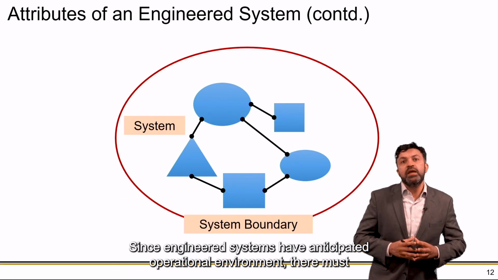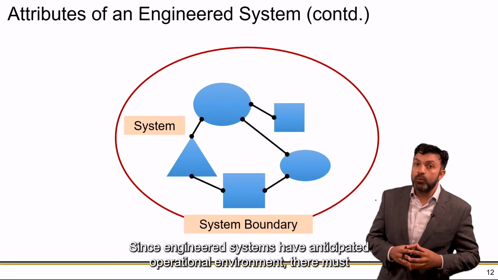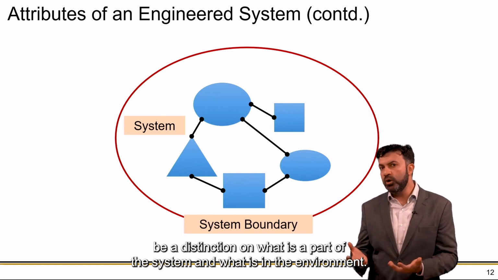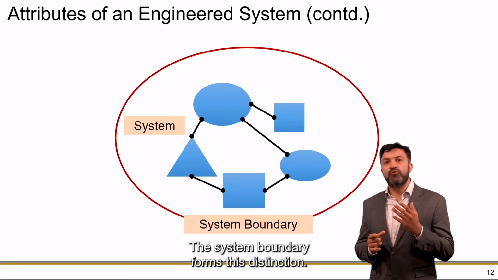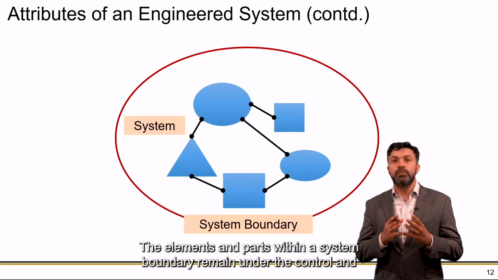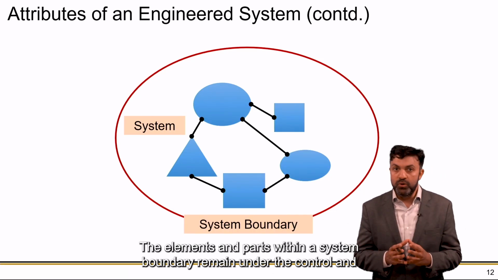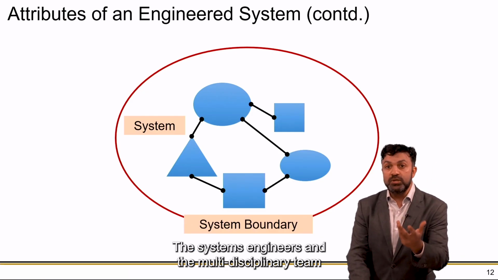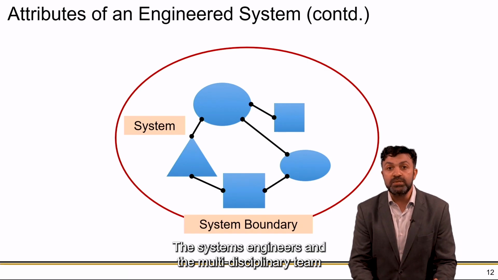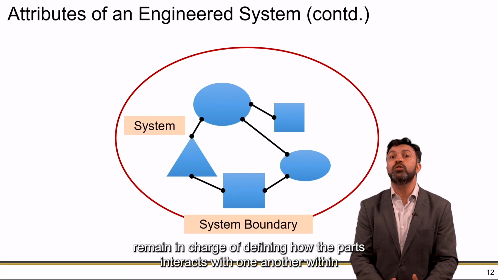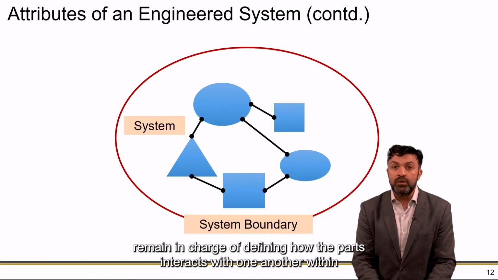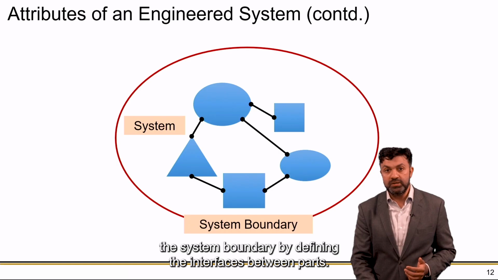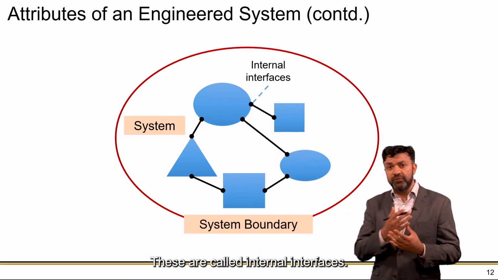Since engineered systems have an anticipated operational environment, there must be a distinction on what is part of the system and what is in the environment. The system boundary forms this distinction. The elements and parts within a system boundary remain under the control and ownership of systems engineers. The systems engineers and the multidisciplinary teams remain in charge of defining how the parts interact with one another within the system's boundary by defining interfaces between the parts. These are called internal interfaces.